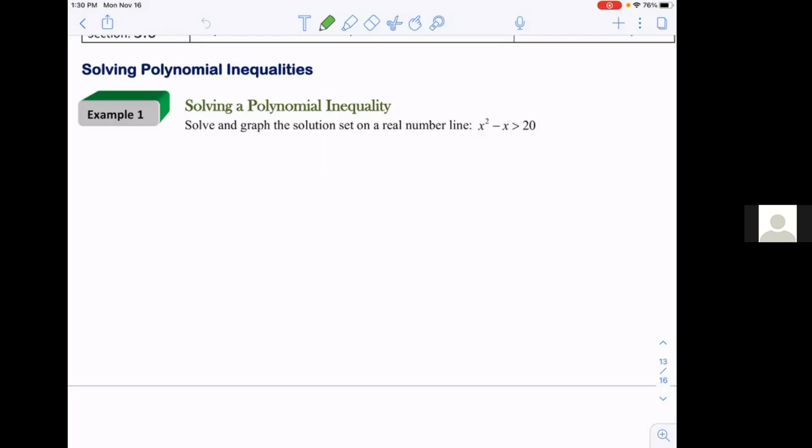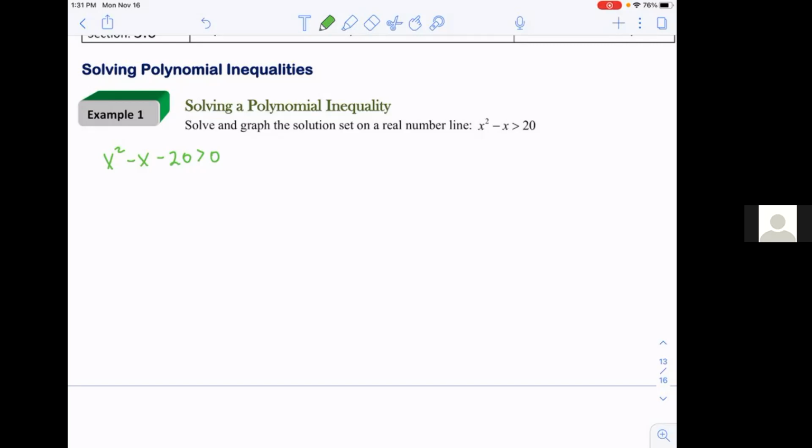But anyway, solve and graph the solution set for the real number line: x squared minus x is greater than 20. So we're going to do inequalities with rational functions and polynomials. So let's talk about how we're going to do this. Our first step is we're always going to want to compare this to 0. So we're going to subtract the 20 over so I can compare that to 0.